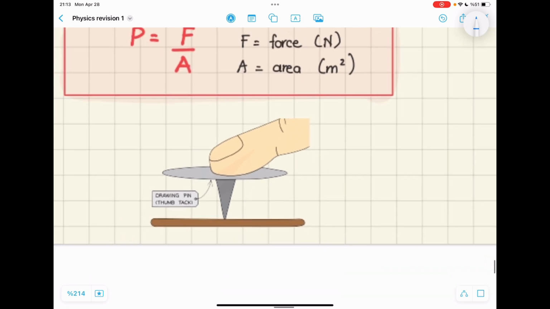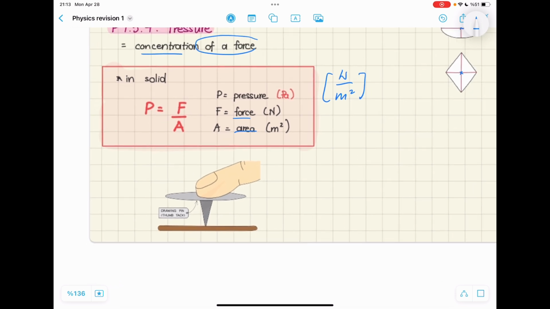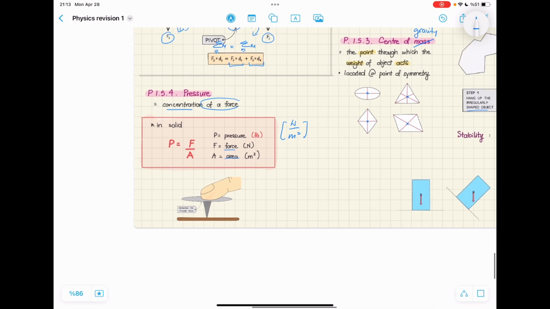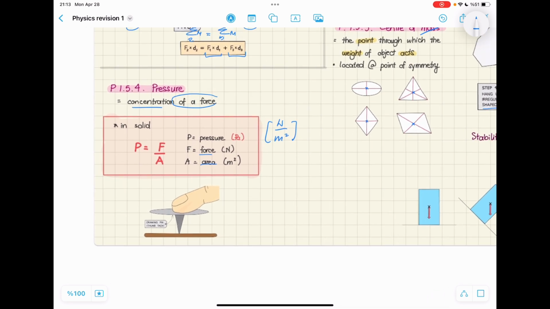So drawing pin and a thumb tack. Here we also have an example in the book, which is related to the difference if someone was stepping on you in a high heel or, for example, an elephant. Which one would you prefer? Of course, you would not prefer an elephant, but the point is that if the force is the same, the bigger the area through which the force is acting, the lower the pressure will be.